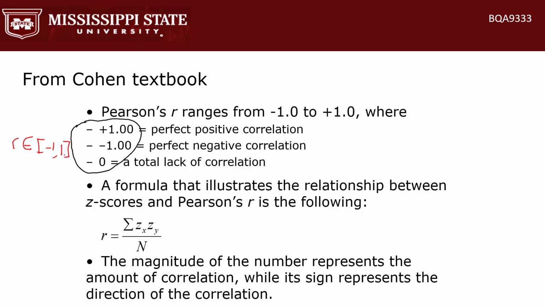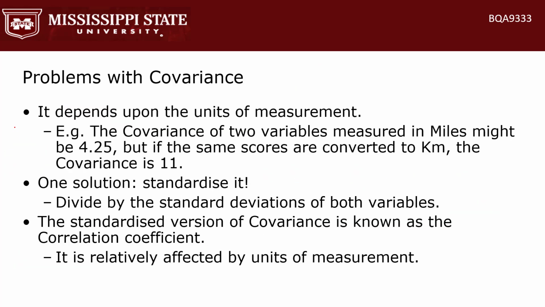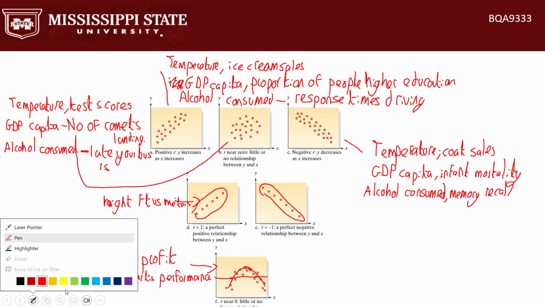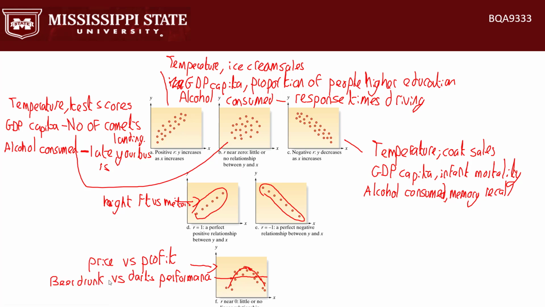So let's go back to our original little graphs and think about what sort of correlations these will actually provide. Since we already have a lot of ink on this slide, we're going to do this in blue. This perfectly positive correlation would be an R of 1. This perfectly negative correlation would be an R of -1.